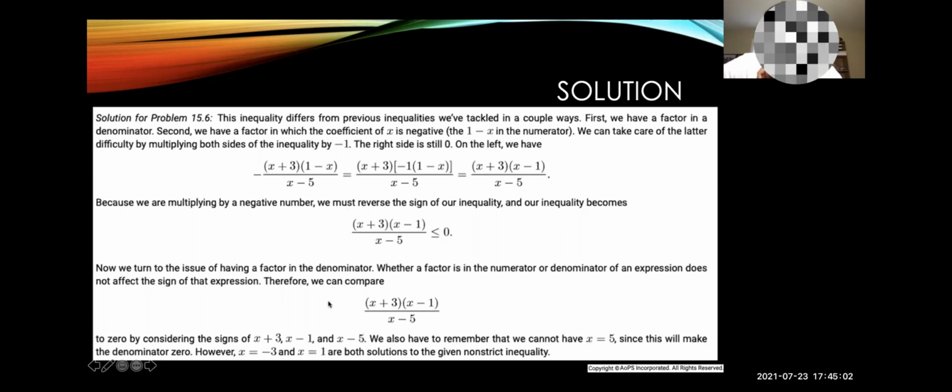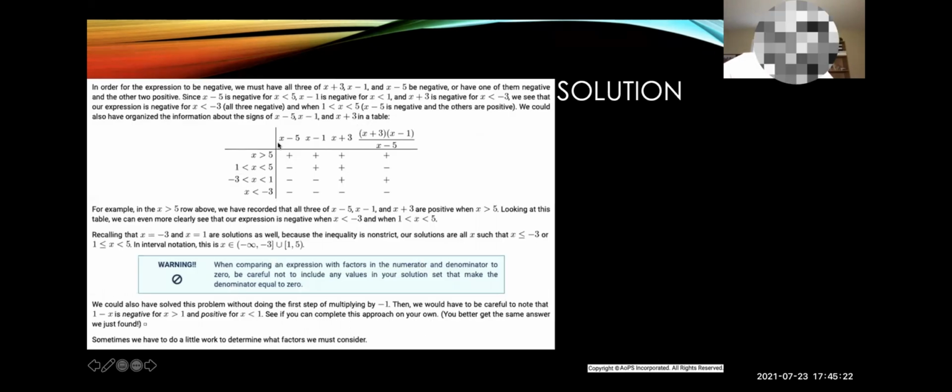Now, since we have this, we can compare it to 0, and we can consider the signs for all three. But we have to remember that x cannot equal 5, because if we divide by 0, it's undefined. We don't get an actual answer. However, x can equal -3 or 1, because if the numerator is 0, your answer is 0. It's not undefined.